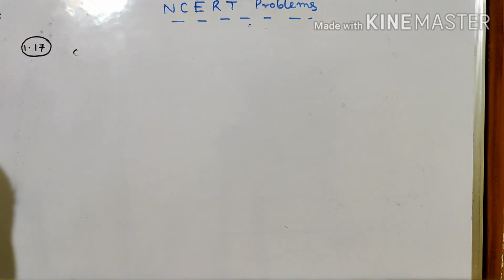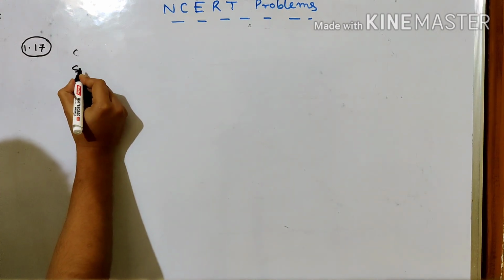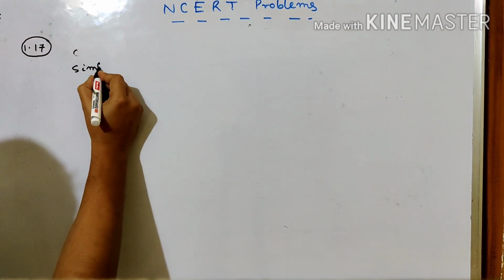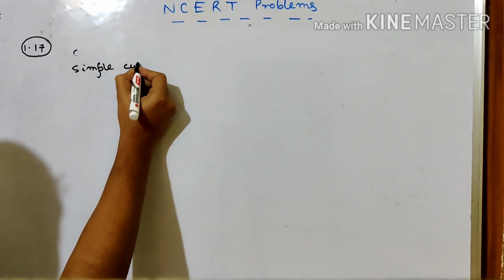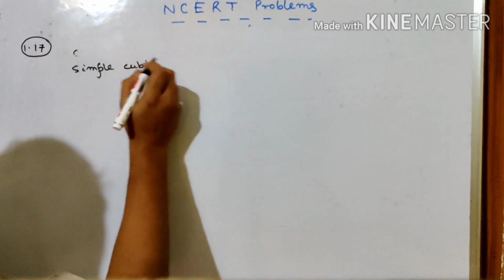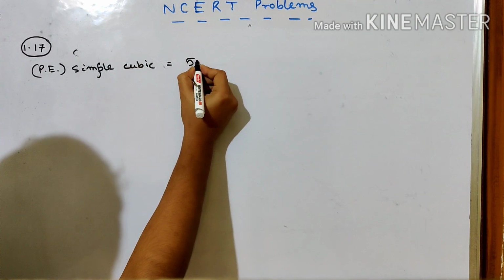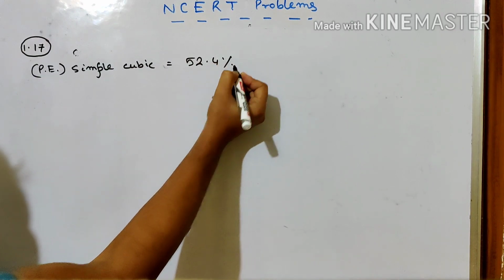The next problem is 1.17, the immediate one. You can also read it out. Which of the following lattices has the highest packing efficiency: simple cubic, BCC, or hexagonal close packed lattice? For simple cubic, we are talking about packing efficiency only, it is 52.4%.